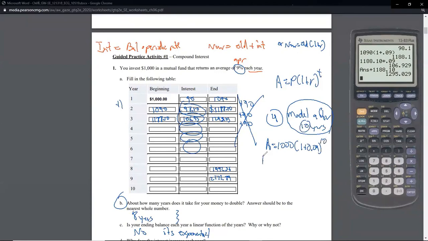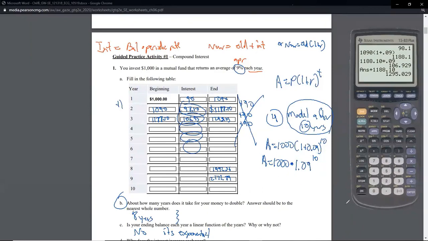That's it. You could even simplify this to 1,000 times, I won't need parentheses because 1 plus 0.09 is 1.09, then raised to the 10th. You would not multiply first. PEMDAS is still important in your calculator. It would do this first. So if you're doing it step by step, you would have to do that same thing. And then you'd multiply by the 1,000.